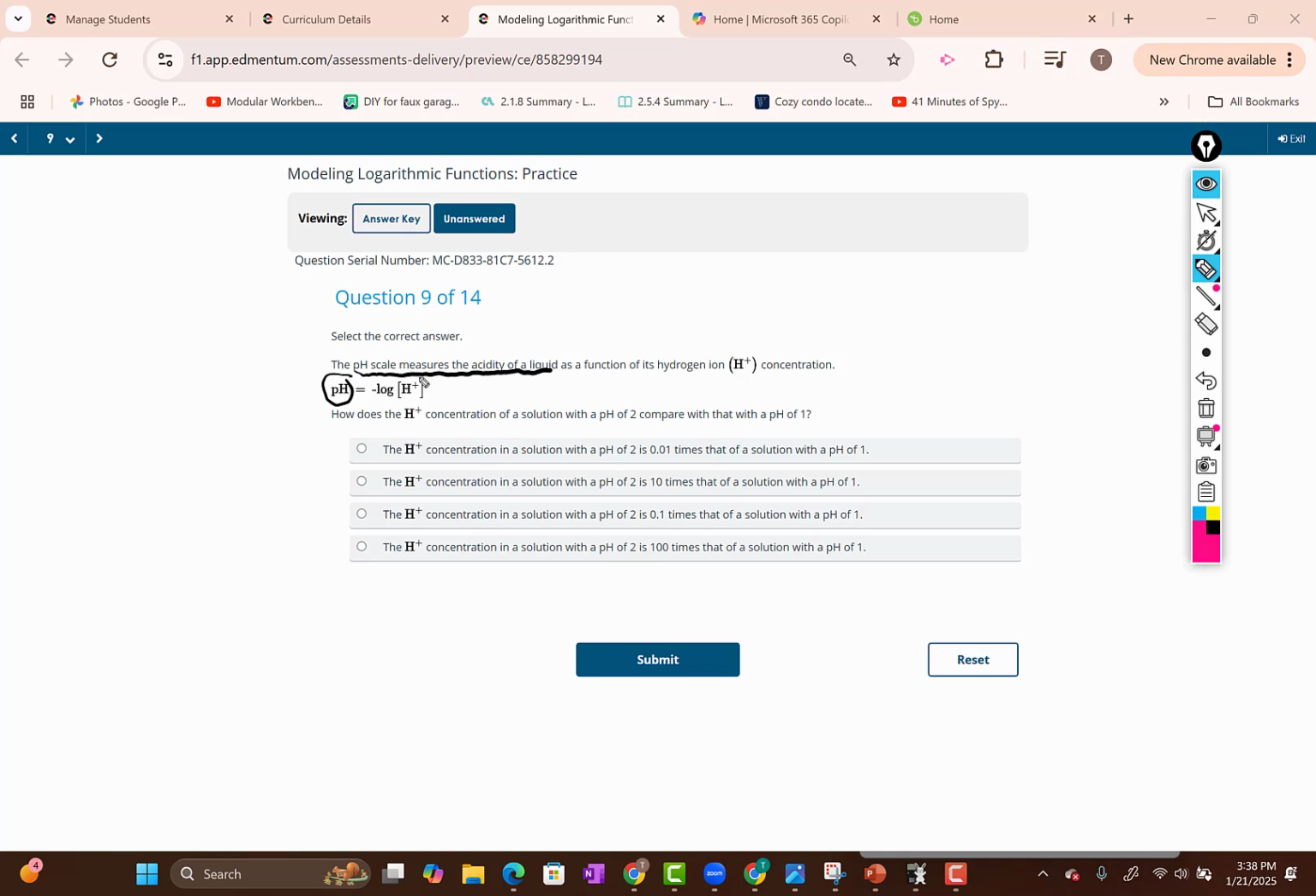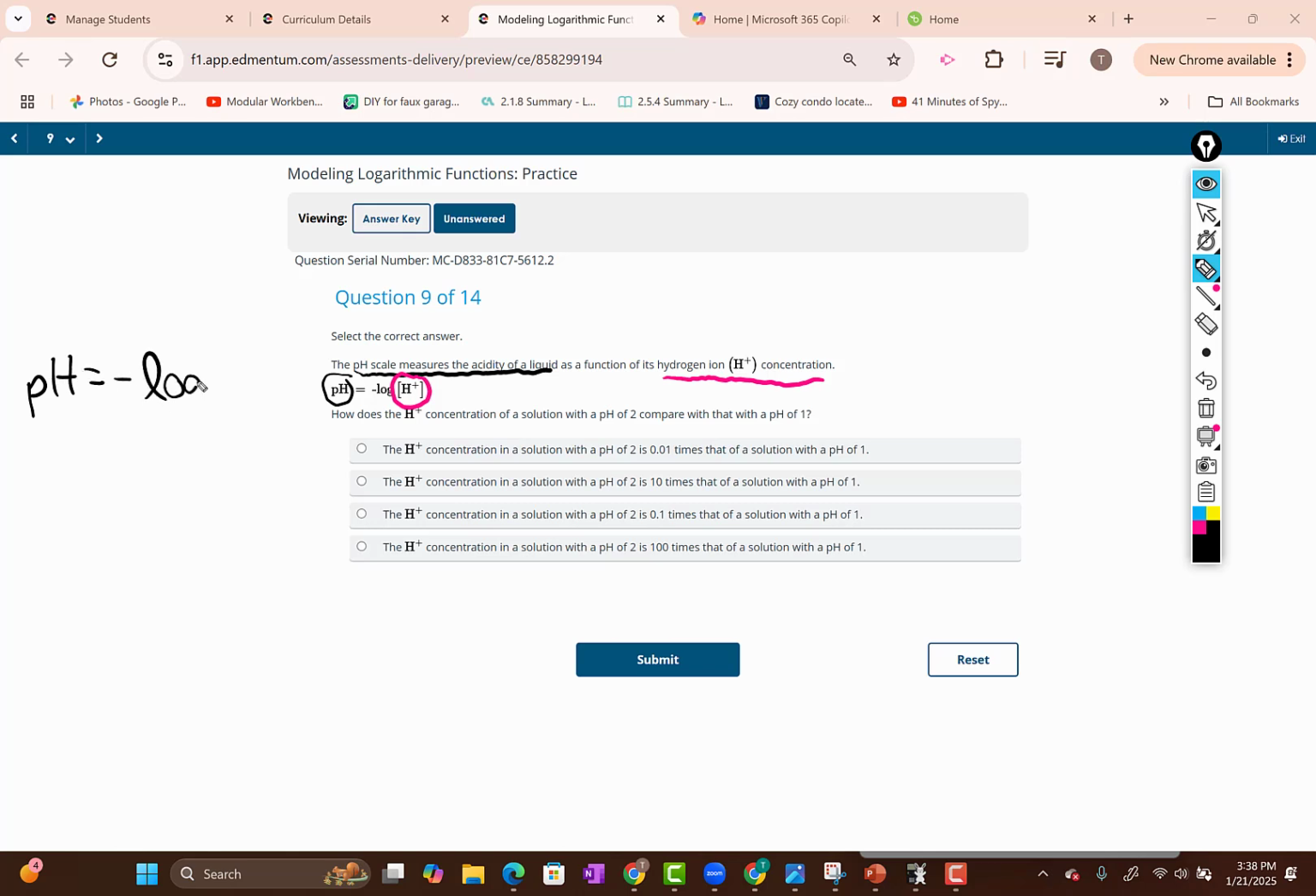Same is true about H plus. H plus, that's not H raised to the plus power. That doesn't make any sense. H and that plus, that's just a symbol that represents the hydrogen ion concentration of a liquid. So again, they could have just used Y there. Either way, I'm going to rewrite that formula here off to the side.